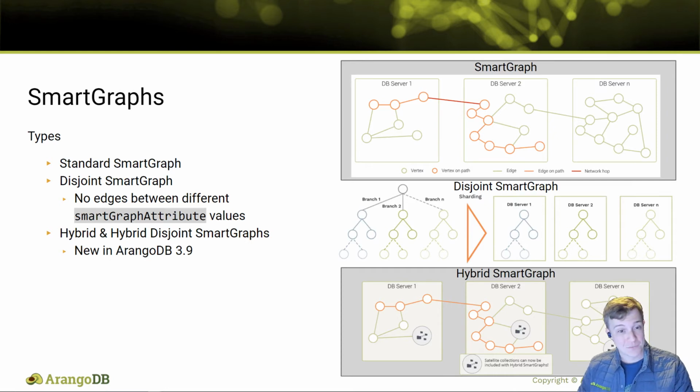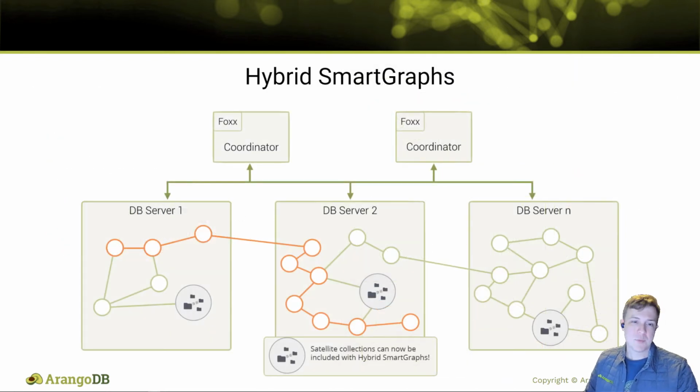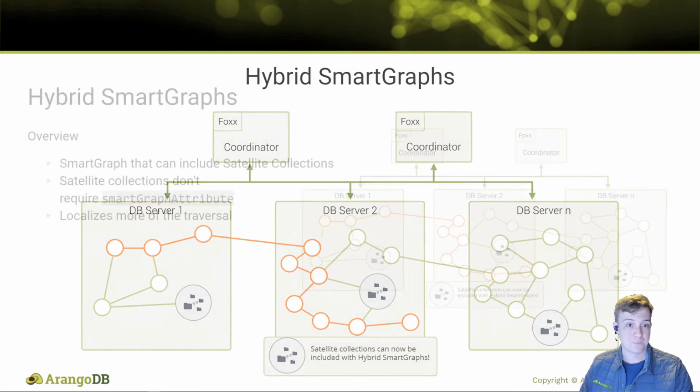And as of 3.9, you can now have hybrid and hybrid disjoint smart graphs. Hybrid smart graphs bring a powerful addition to smart graphs. Hybrid smart graphs allow for including satellite collections with your smart graphs. This is a natural evolution of the smart graphs, which focuses on trying to localize as much of the graph traversal as possible.